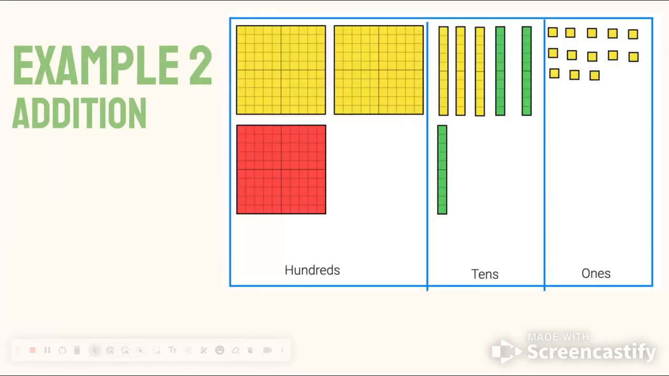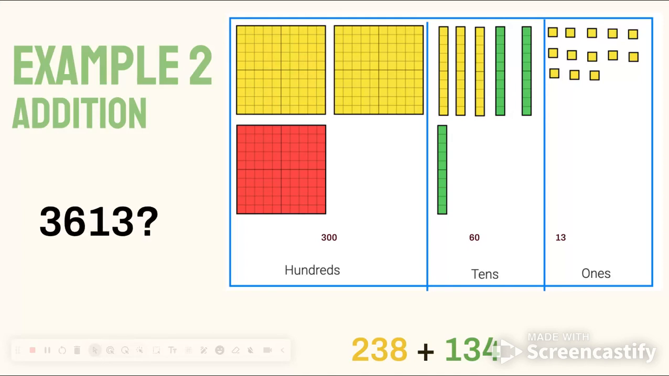For this one, it's a bit trickier. We have 238 plus 134, and if we count our hundreds, tens, and ones, we will get 3 hundreds, 6 tens and 13 ones. And we can't have 13 ones, as we will get 3613, which is not the sum. So we are going to what we call regroup.